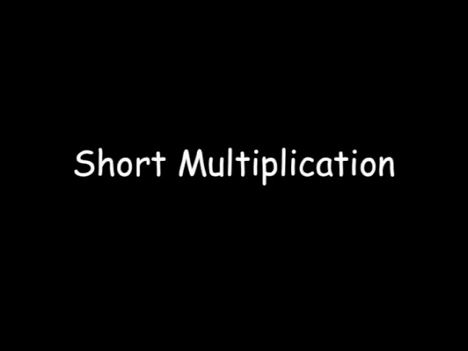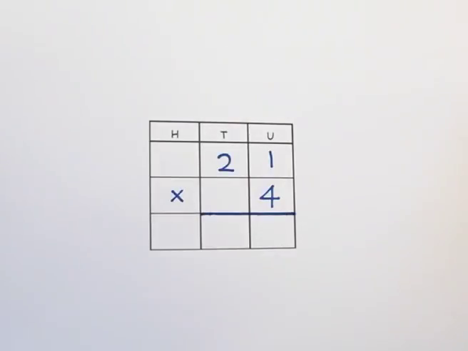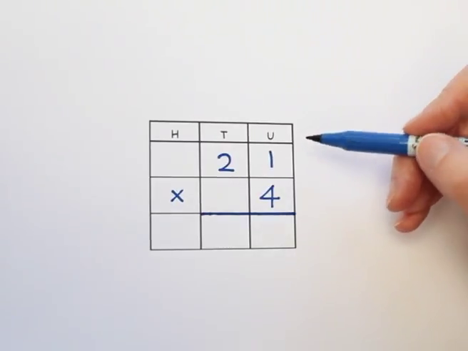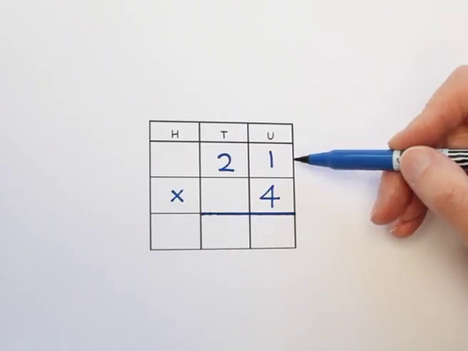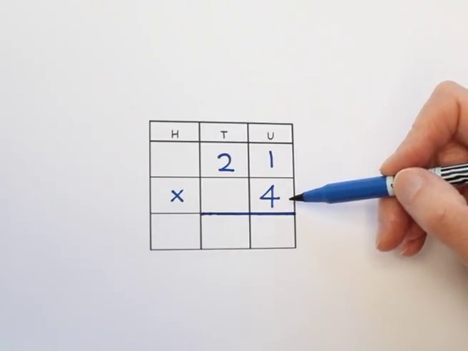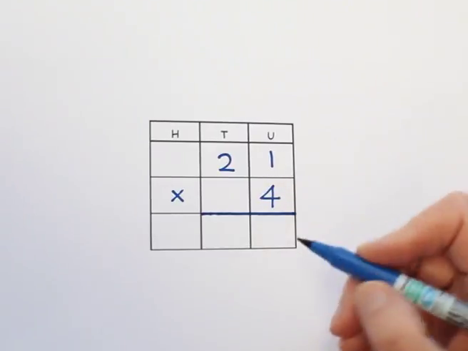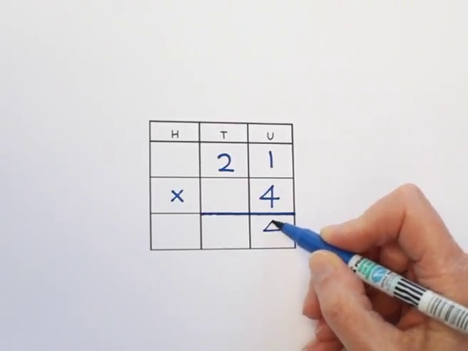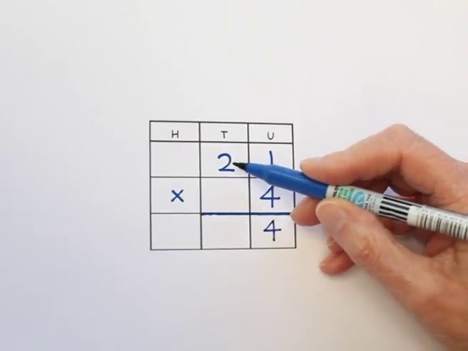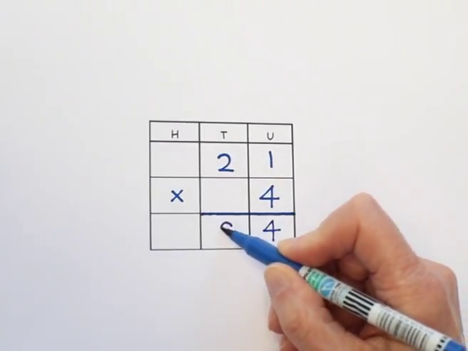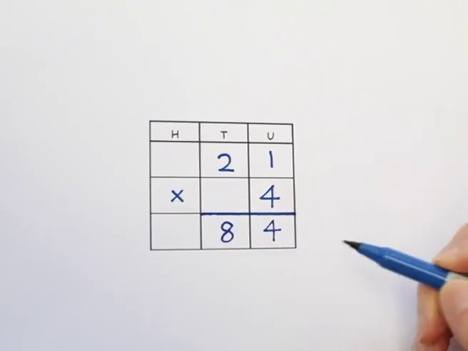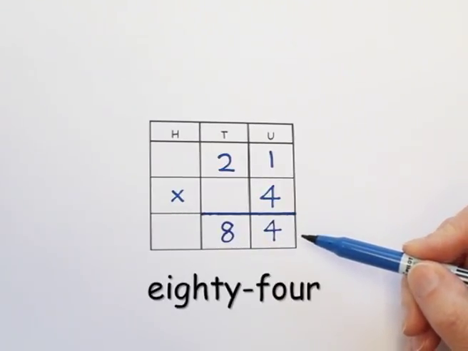We will start with short multiplication. This is multiplying by numbers up to and including 9. Here are 3 examples of short multiplication. 21 times 4. Starting in the units column, 4 times 1 is 4. 4 times 2 is 8. So that's the answer, 84.